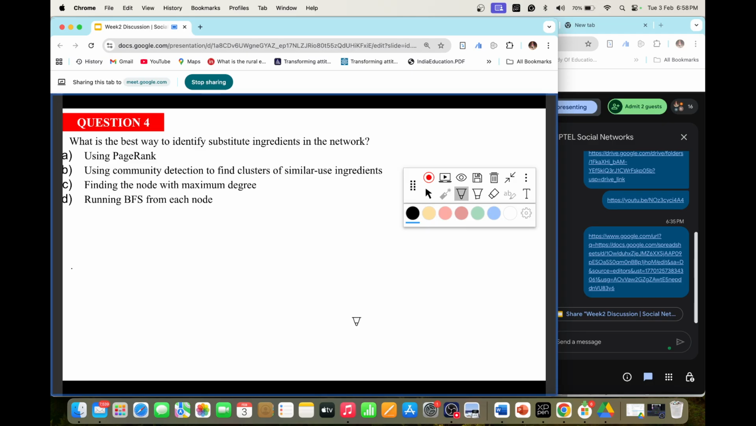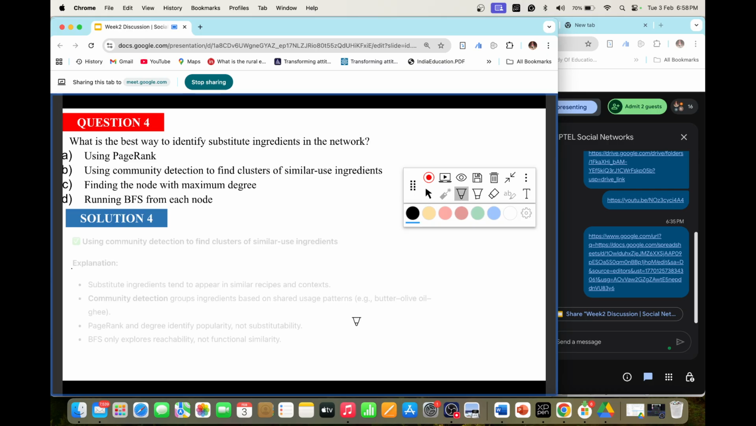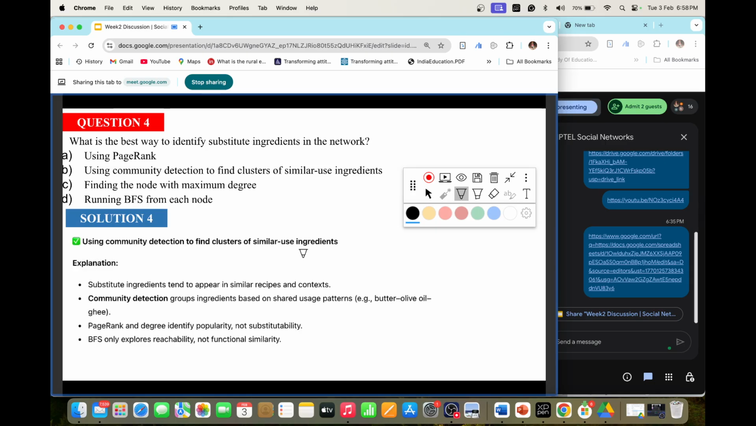What is the best way to identify a substitute ingredient in the network? Using PageRank, using community detection to find clusters of similarly used ingredients, finding the node with maximum degree, or running BFS from each node. So any guesses for this? Using community detection to find clusters of similarly used ingredients, that will be the correct answer.